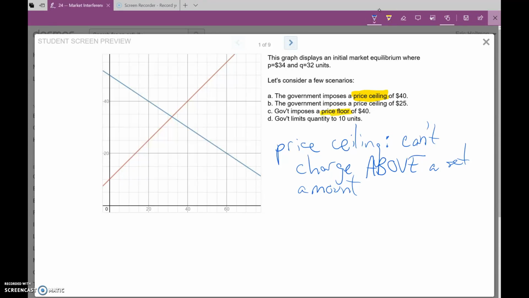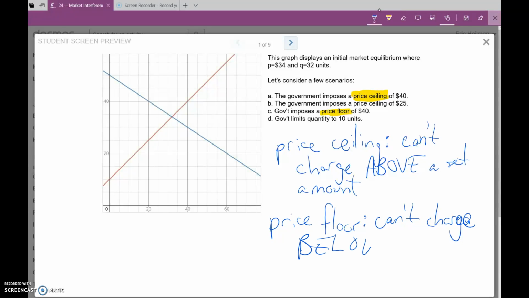A price floor means you cannot charge below a certain amount. So price floor, can't charge, that's not how you spell charge, below that amount. So if the government imposed a price floor of $30, that would mean that you would not be allowed to sell this good for less than $30.